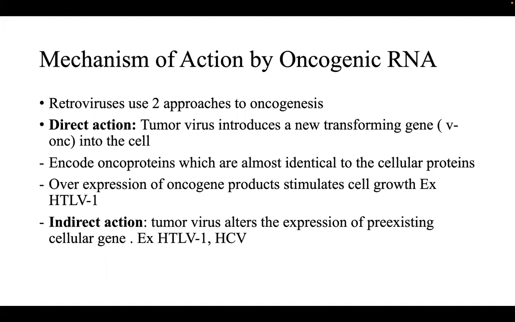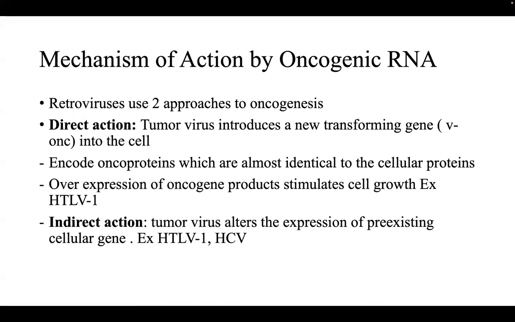So if this particular virus encodes for oncoproteins that are identical to those of the cell, then as it keeps on replicating in the cell, it now overexpresses these oncoproteins. So now the cell keeps on dividing and growing, and that is also a potential of a neoplastic process taking place.